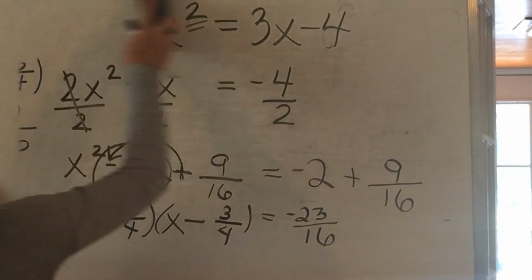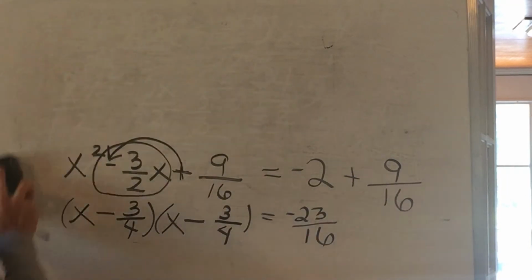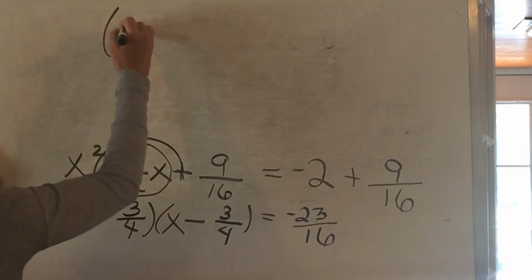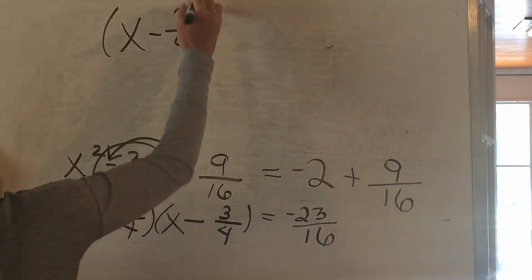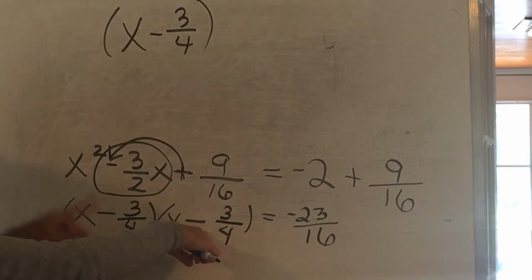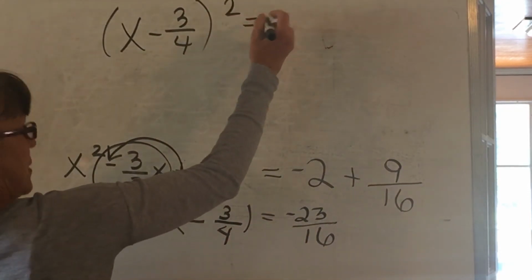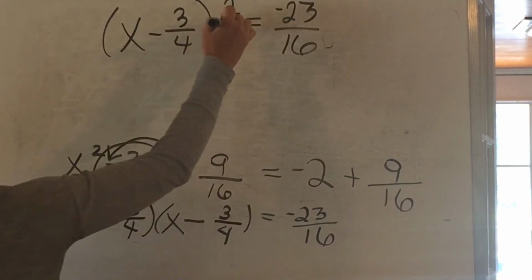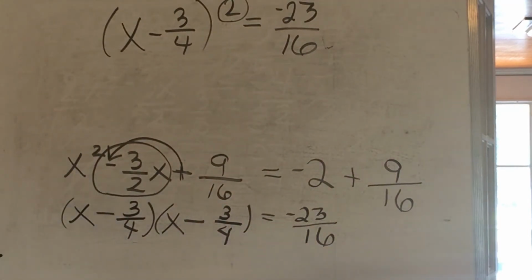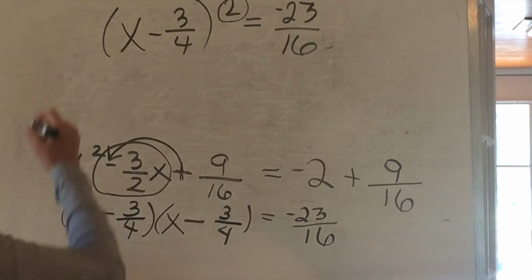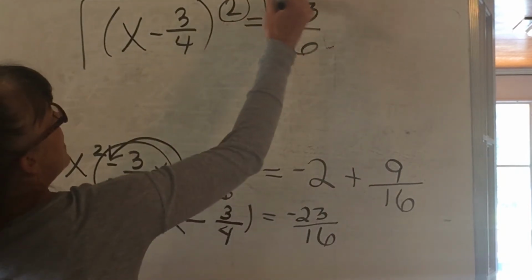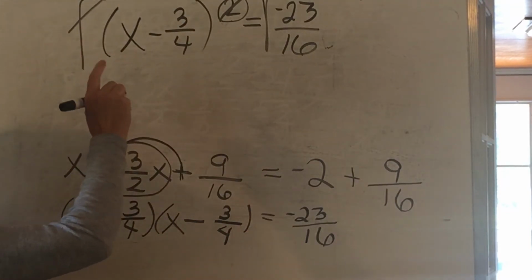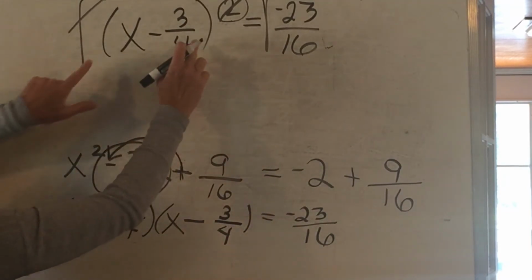All right. So now we're almost done. And we're going to rewrite this with 1 parentheses. And you go, how many of those do I have? I have 2 of them. Equal -23/16. How do you get rid of a square? Take a square root of both sides. Cross cancels. Because they're inverses, they undo each other.